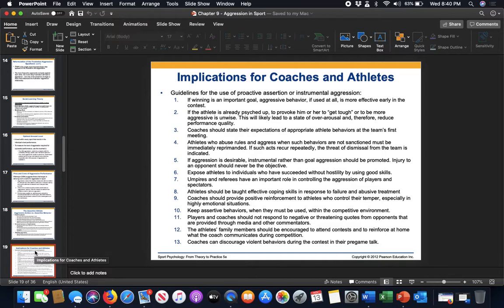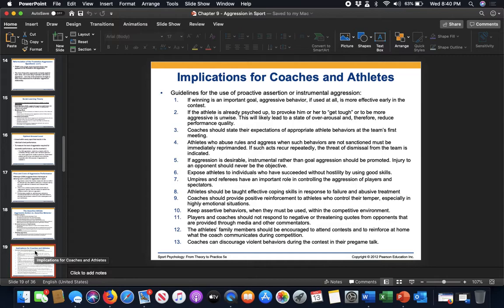All right. Here you guys can read through these. I'm not going to go very deep into these, but you can read into them. Coaches should state their expectations, number 3, of appropriate athlete behaviors at the first meeting. If you abuse the rule, there are going to be some sanctions.